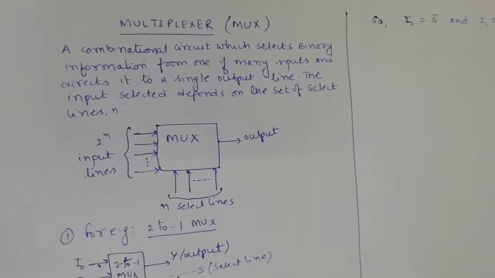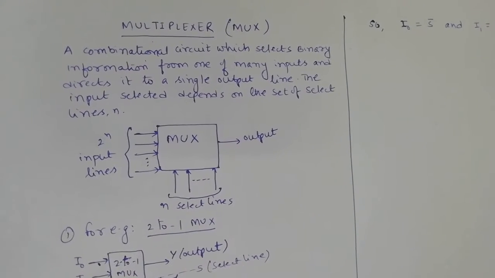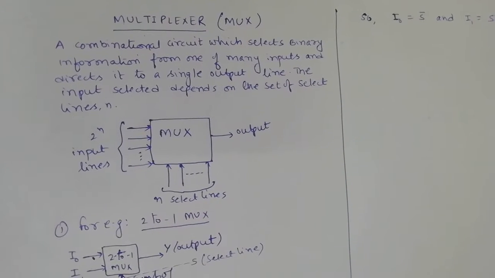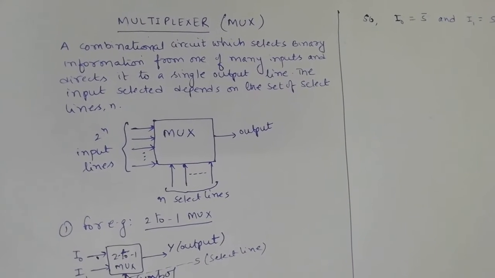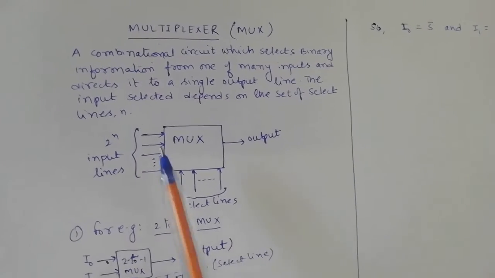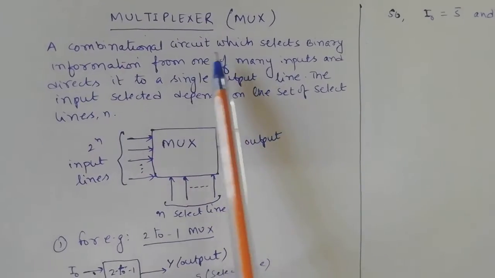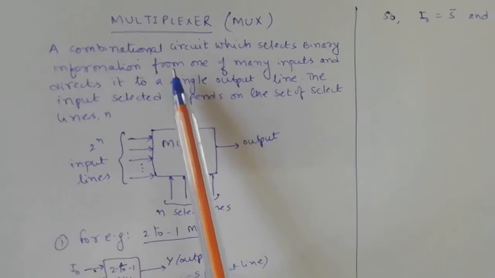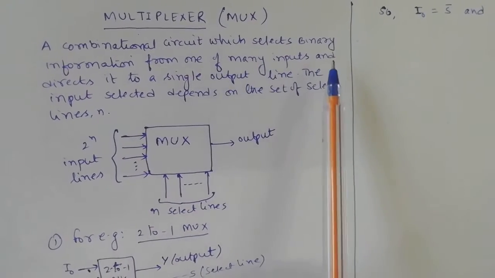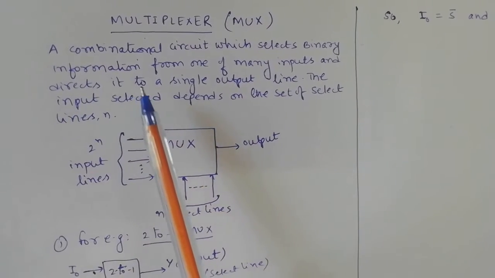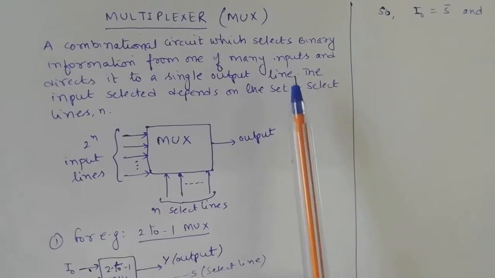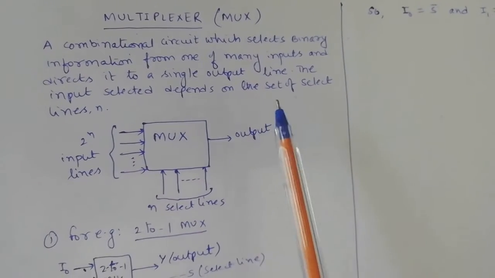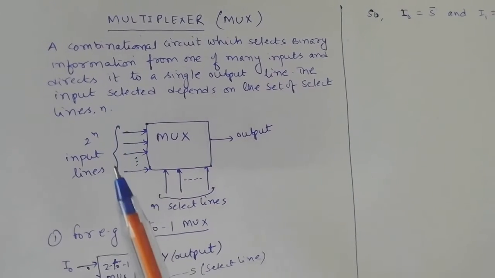Good morning. Today we are going to study another very important and interesting topic: the multiplexer. A multiplexer is a combinational circuit which selects the binary information from one of many inputs and directs it to a single output line. The input selected depends on the set of select lines n.